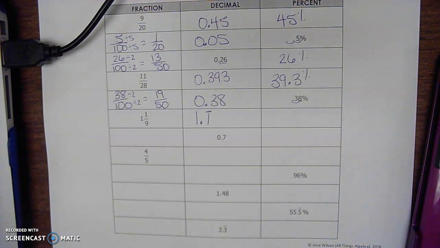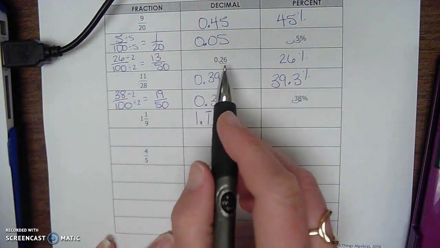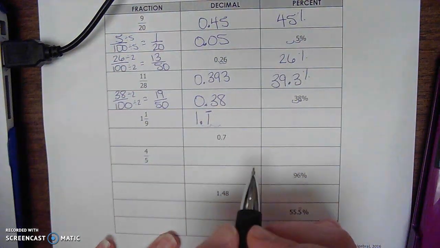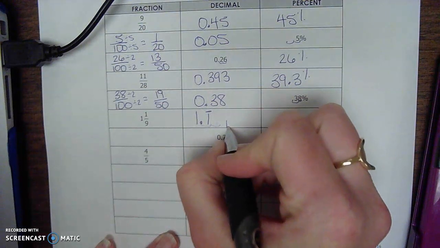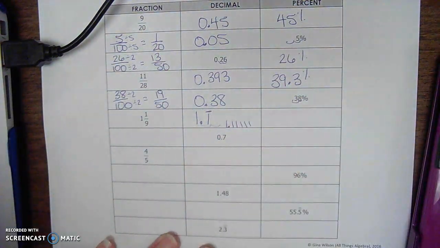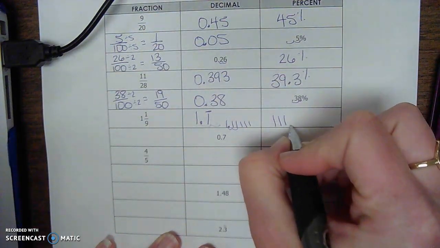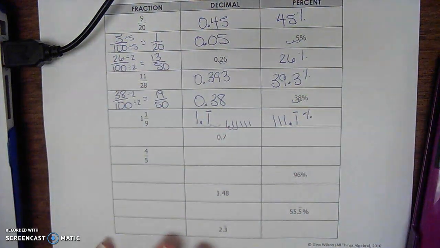Now, what gets a little bit tricky is when you move this twice, 1, 2, up here we had to put a 0 in. Here we have to put 1s in because this would keep going. You could write this out with a whole bunch of 1s if you wanted to. So when you move it twice, we're going to write this as 111.1 repeating percent. So you're still going to keep the repeating even with the percent sign.